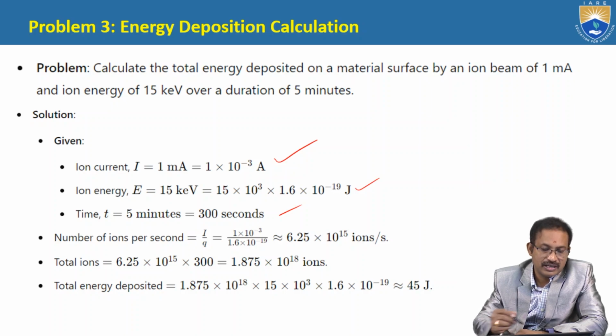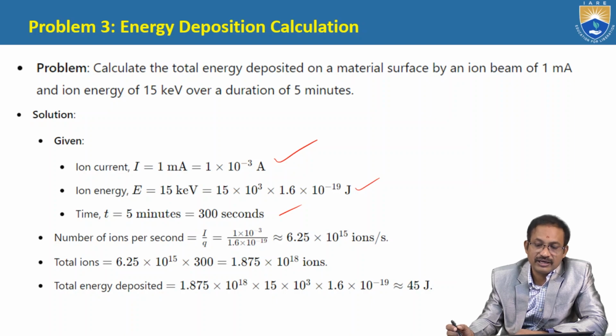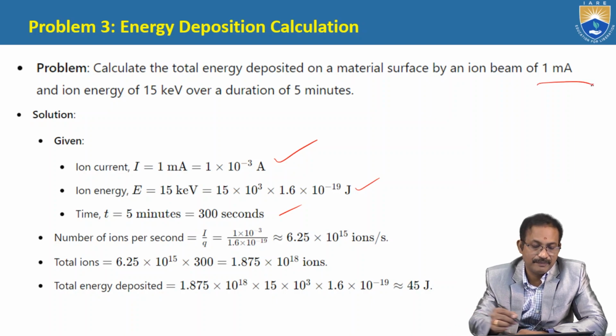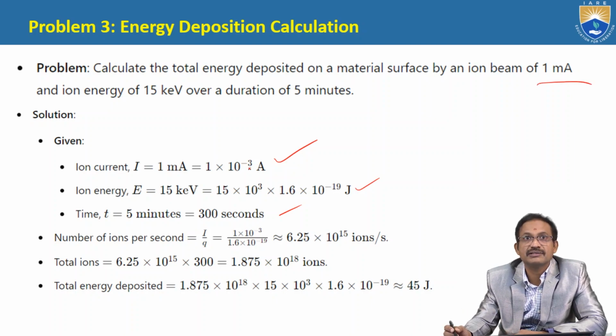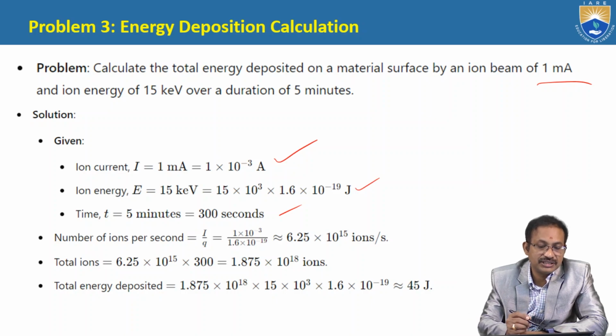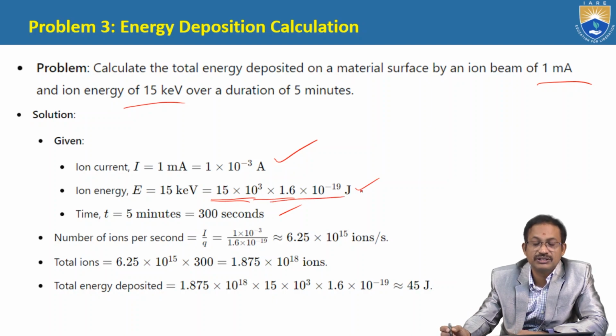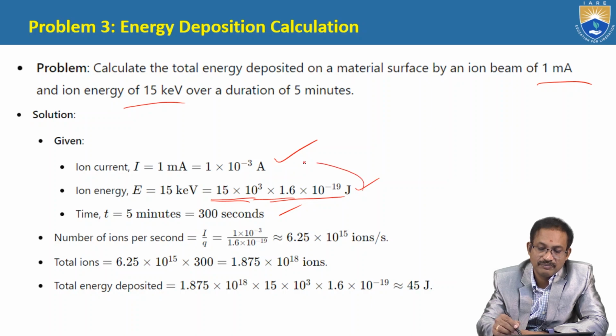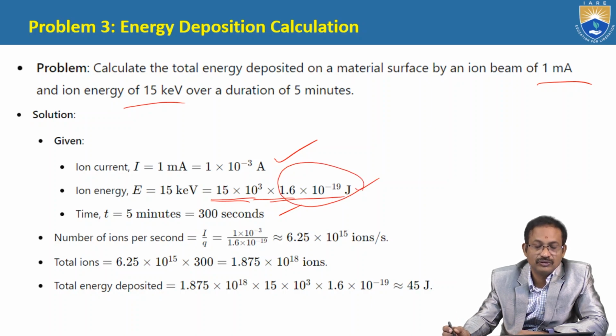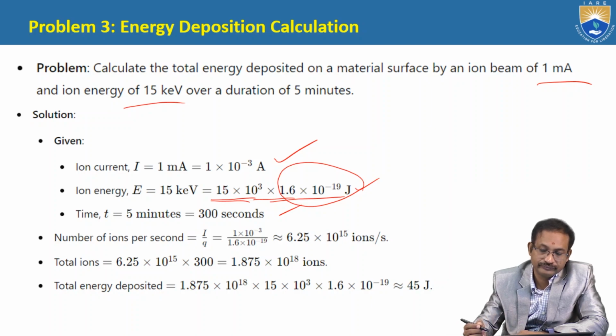Let us see the ion current: how much? 1 milliampere, so we have to convert it into amperes. Next, ion energy, that is 15 keV, so 15 into 10 power 3 into 1.6 into 10 power minus 19 joules. We have to multiply with this standard, that is Q.